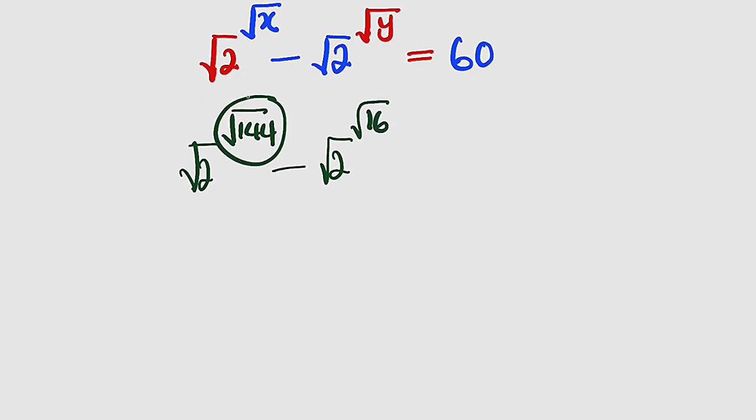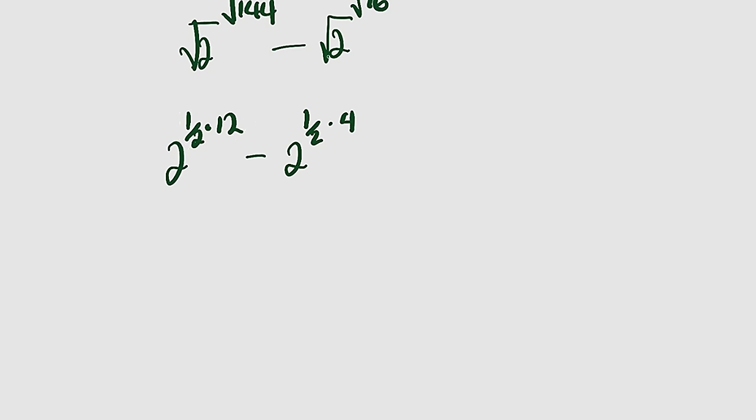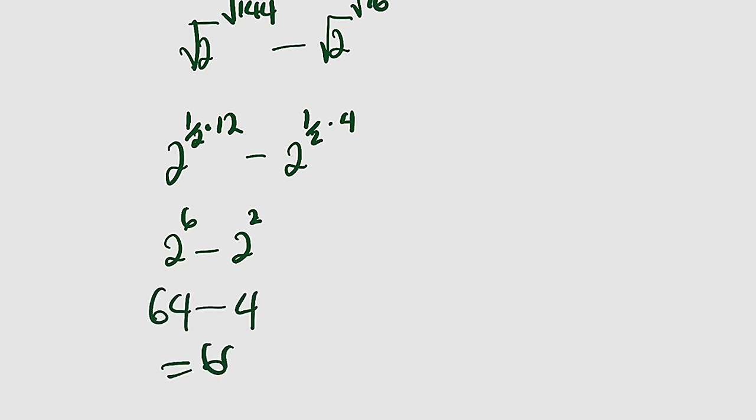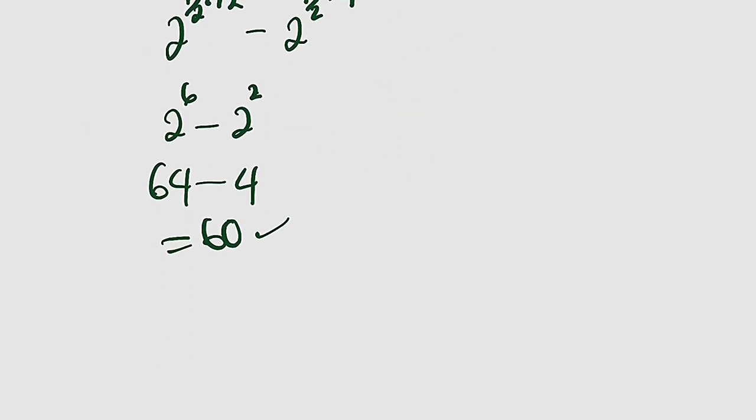Let us evaluate. Square root of 144 is 12. And you know that square root of 2 is the same thing as 2 to the power of 1 over 2, multiplied by the square root of this, which is 12. This is minus 2 raised to the power of 1 over 2, as square root of 2. Square root of 16 is 4. Half of 12 is 6. Half of 4 is 2. This is 64. This is 4. And this is 60. Therefore, the values of x and y are 144 and 16.